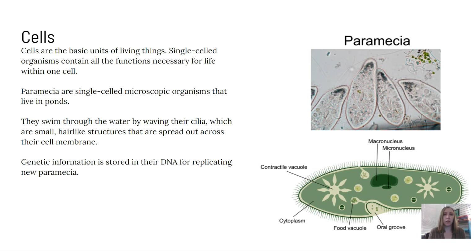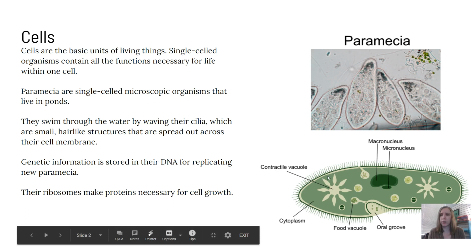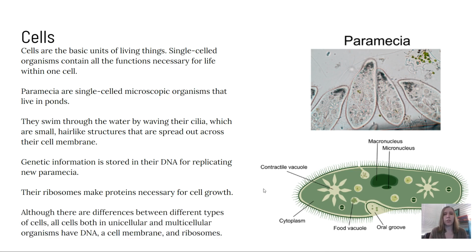Genetic information is stored in their DNA for replicating new paramecia. Their ribosomes make proteins necessary for cell growth. So we can see here in this diagram that it has a cell membrane, it has ribosomes, it has a vacuole, has a cytoplasm. And although there are differences between different types of cells, all cells, both in unicellular and multicellular organisms, have DNA, a cell membrane, and ribosomes. So those three are very important.